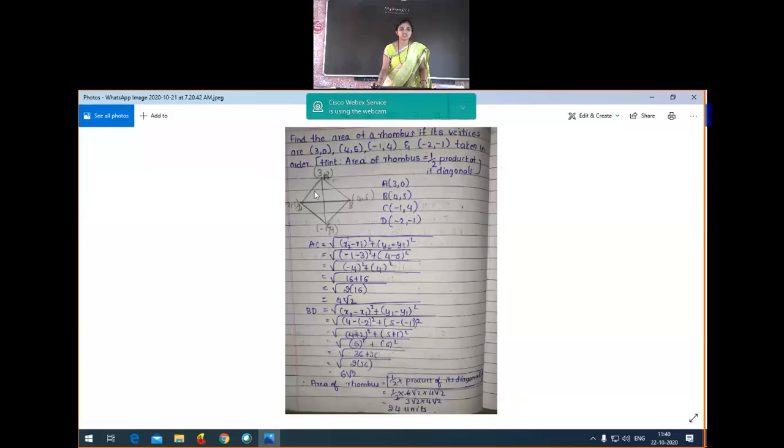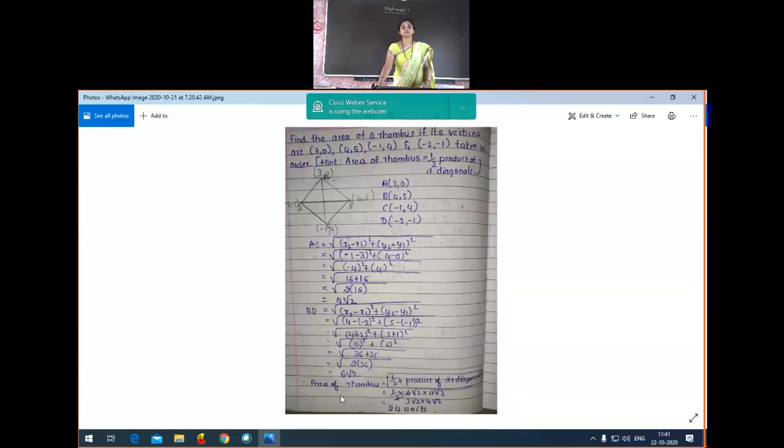See here, you just find out the distance of AC first. Take this point as x1, y1 and this point as x2, y2. AC distance is the square root of x2 minus x1 whole square plus y2 minus y1 whole square. Substitute and simplify, then you will get 4 root 2. Next, the BD diagonal also you have to work out by the same method. Find the distance of BD, that is 6 root 2.